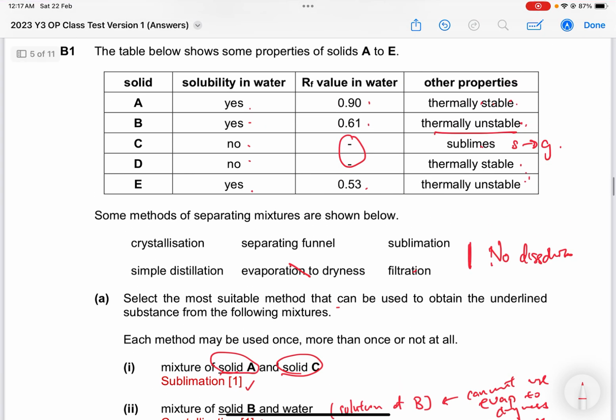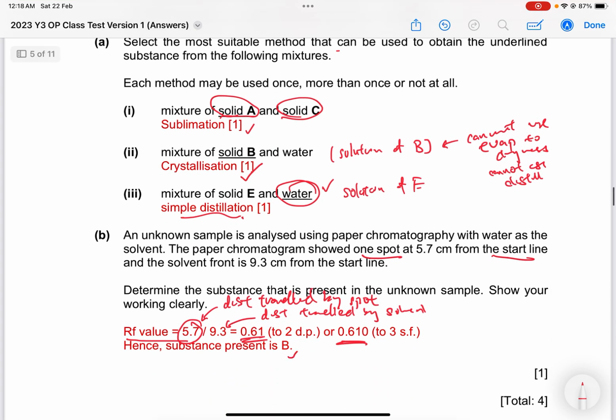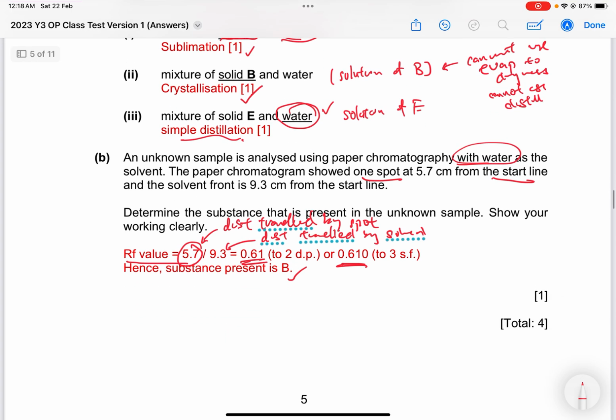So if I look at my table here, you realize B, the RF value in water is 0.61. So therefore the substance here must be B, since the RF value is the same. Okay, because this is all done with water as well. If I change the solvent, it's no longer water, then the RF value doesn't mean a thing already. Okay, RF value is only applicable to the substance in the same solvent. So just take note of that.